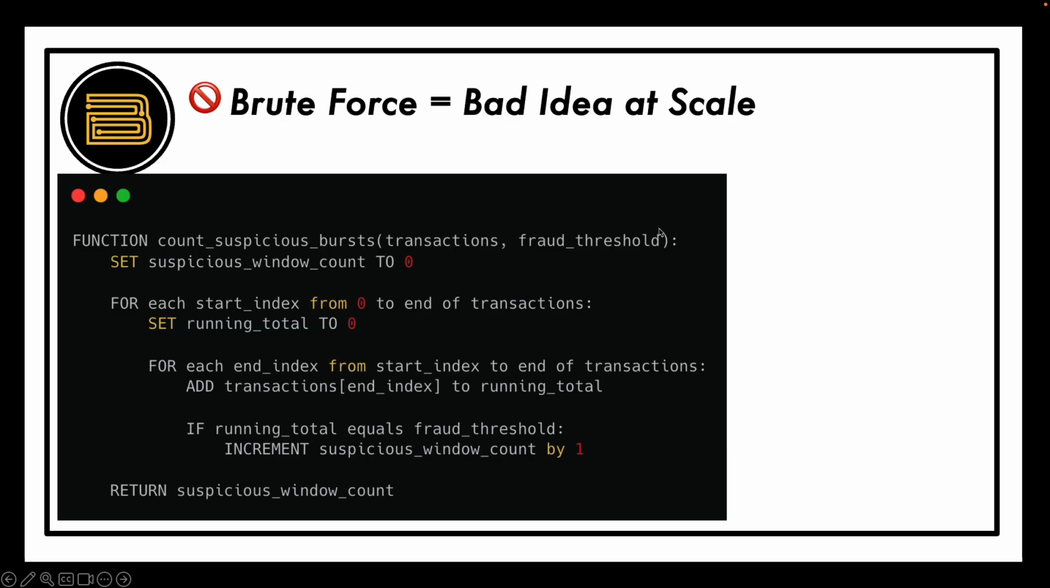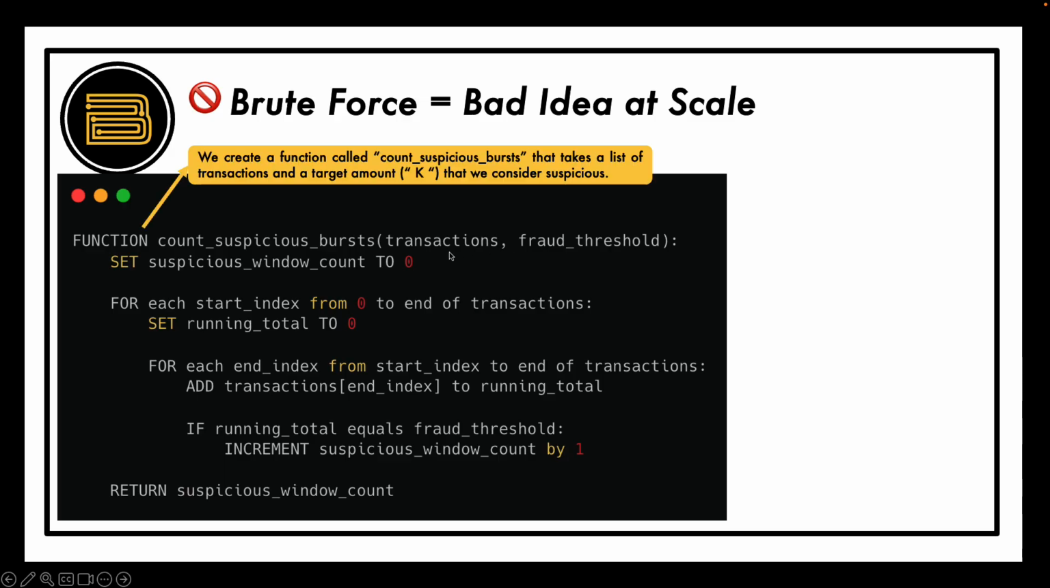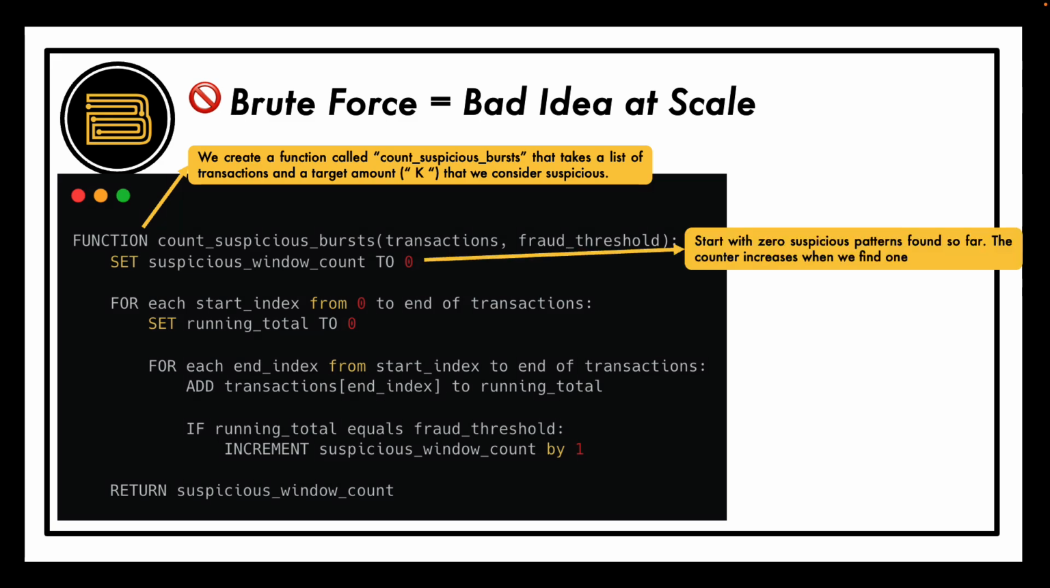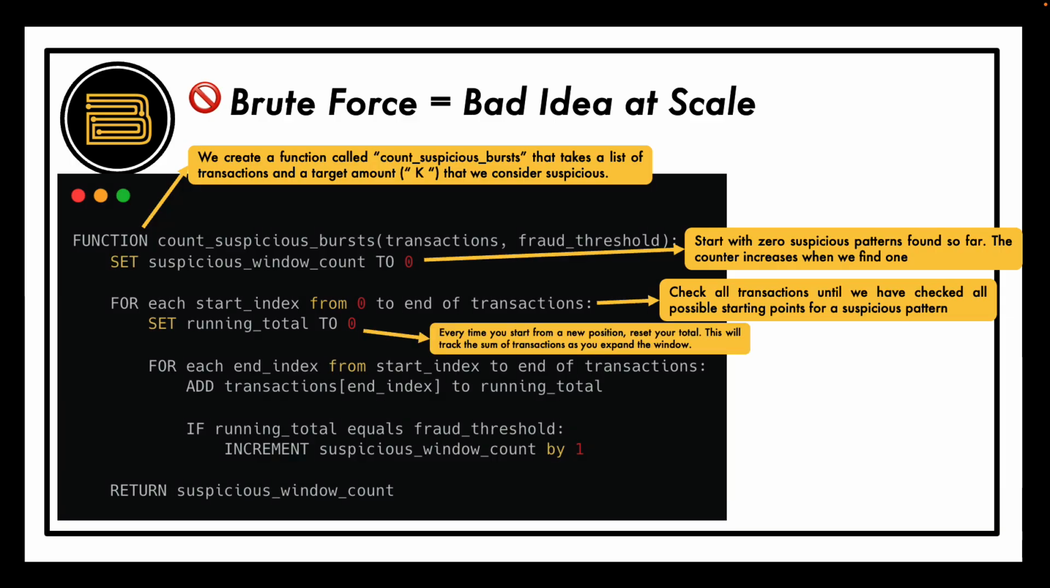Let's start with the brute force approach, which is a bad idea at scale. First we're going to create a function called count suspicion bursts that takes a list of transactions and a target amount that we consider suspicious. We're going to start with 0 suspicious patterns found so far. The counter increases when we find one. We're going to check all transactions until we have checked all possible starting points for a suspicious pattern. Every time you start from a new position, you reset your total.